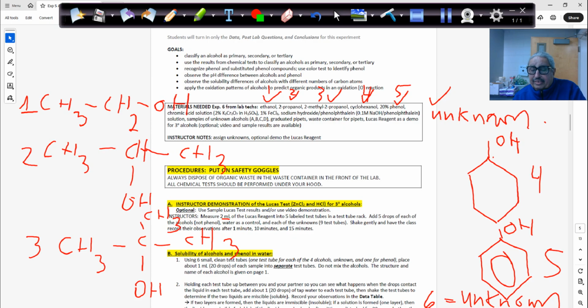Into 5 labeled test tubes. Do we have 5 labeled test tubes? No. I said every time use 6 because those are the ones given to us. 1, 2, 3, 4, 5, and the unknown number 6. Ignore whatever typo they might have. Use 6 until you end the whole experiment, because you have to test all of them to be consistent. Don't use 8 or 9 or 10, whatever they're saying. That might be a typo. I did not write this one.